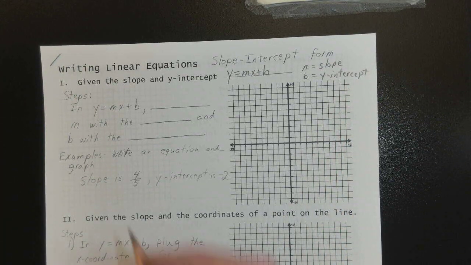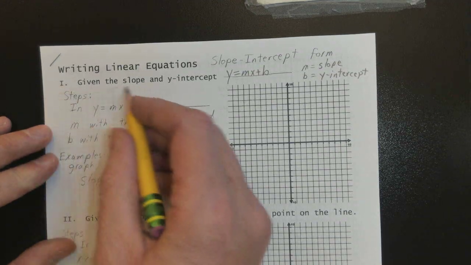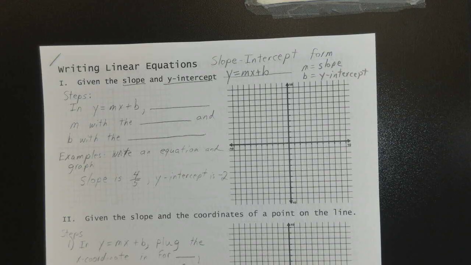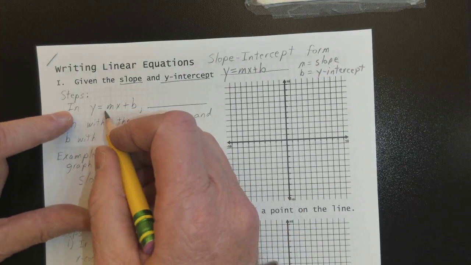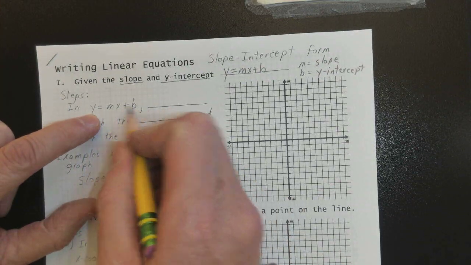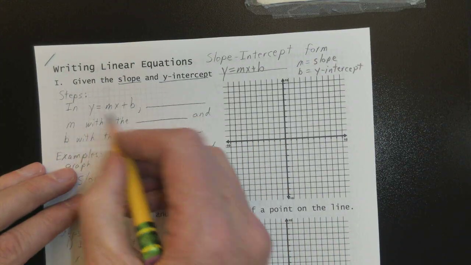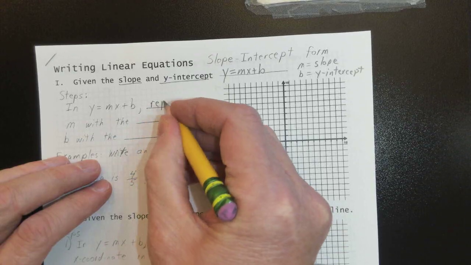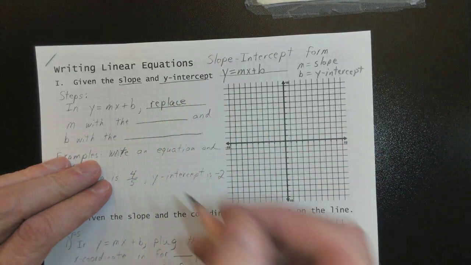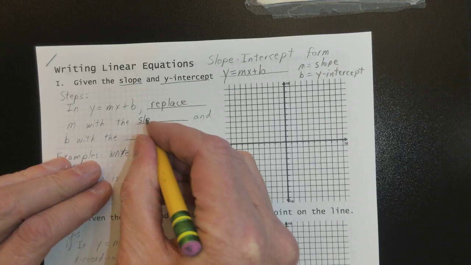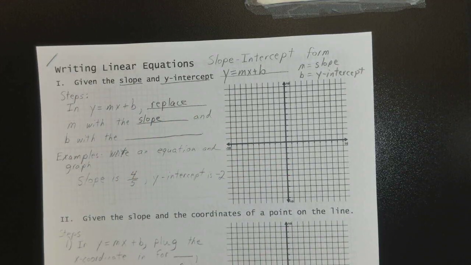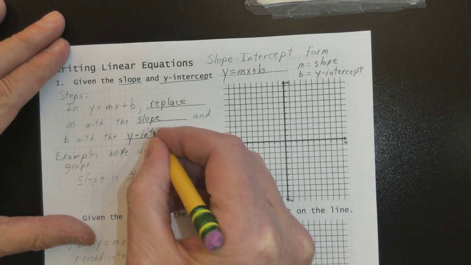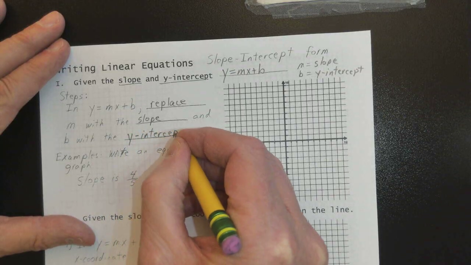Okay. Now, I've got three scenarios. The first one is if you are given the slope of the line and the y-intercept of the line, how do you proceed? So these are the steps I have. In y equals mx plus b, this is kind of your template. Replace m with the slope, that number that is designated for the slope, and b with the y-intercept. That's all you got to do, and you'll have your equation.